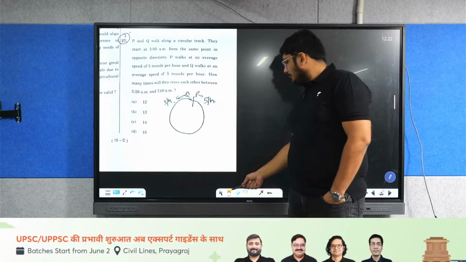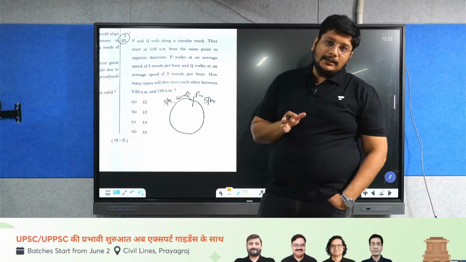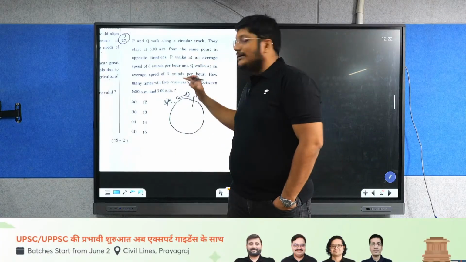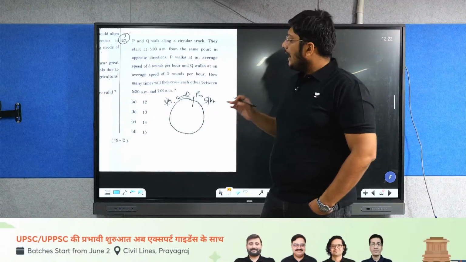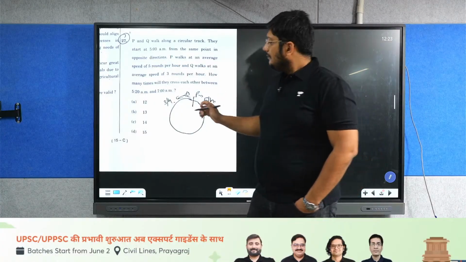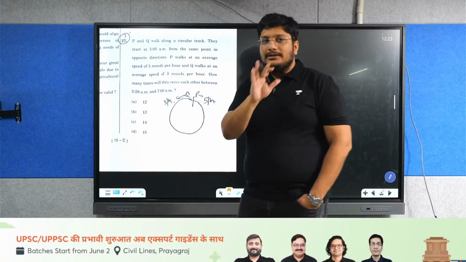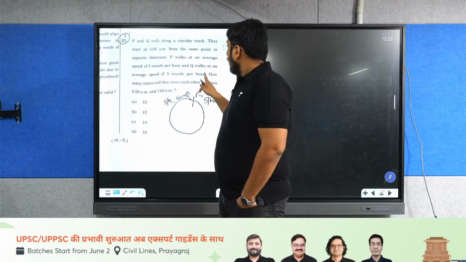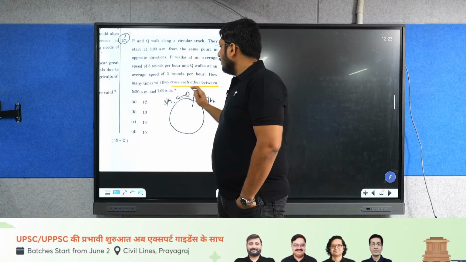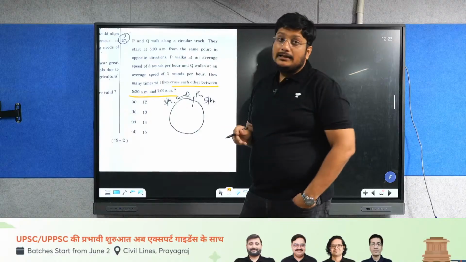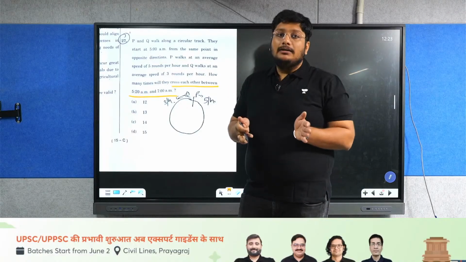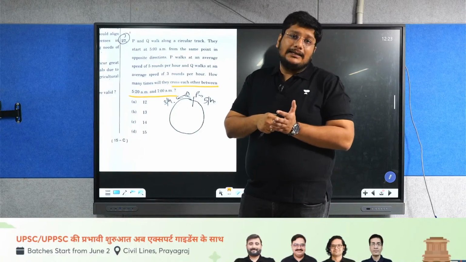See, with respect to this question, there is a little ambiguity with respect to exact 7. But I think 13 is the correct answer. I'll tell you the reason for it also. It is saying how many times will they cross each other between these two times. In between the two. They are not including 7 in that exactly.